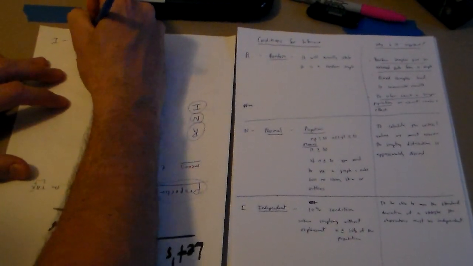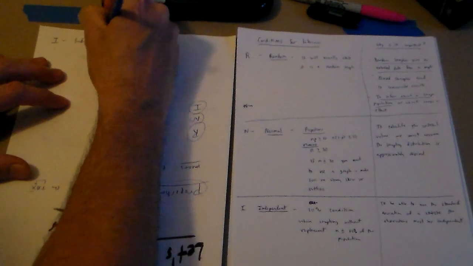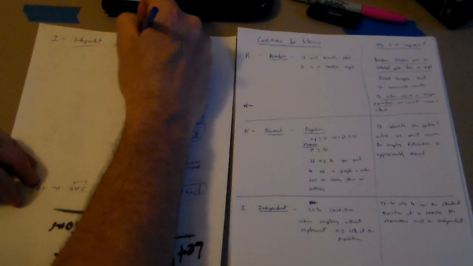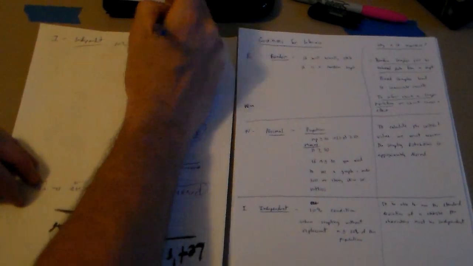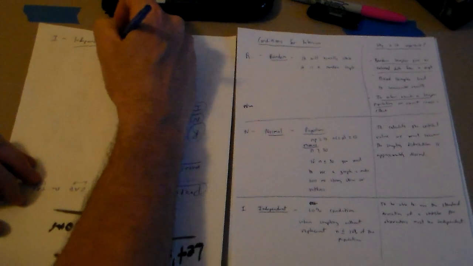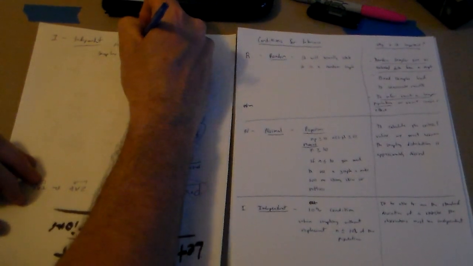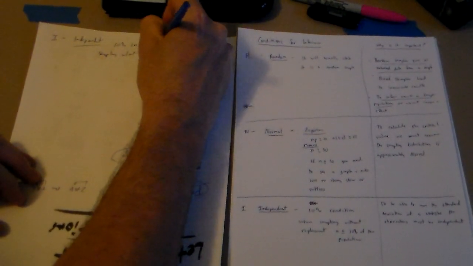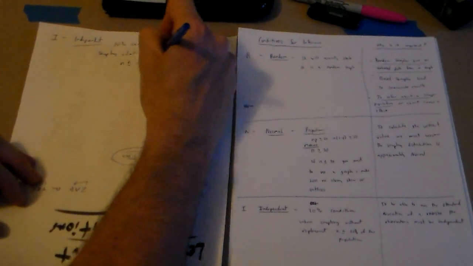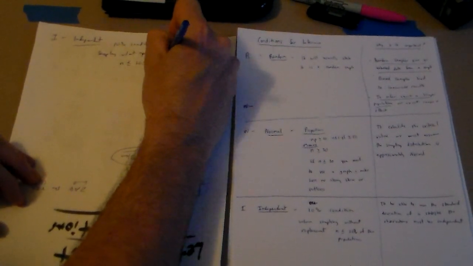So this is the independent condition. Okay, and sometimes they just call it the 10% condition. What we want to make sure is that when you're sampling without replacement, your sample size is less than or equal to 10% of the population.